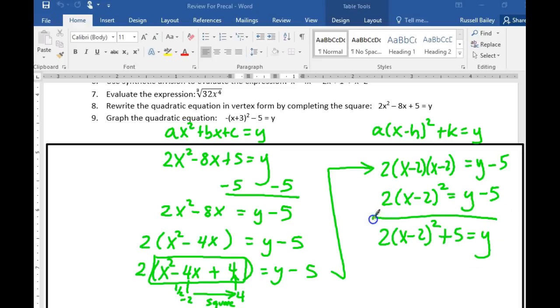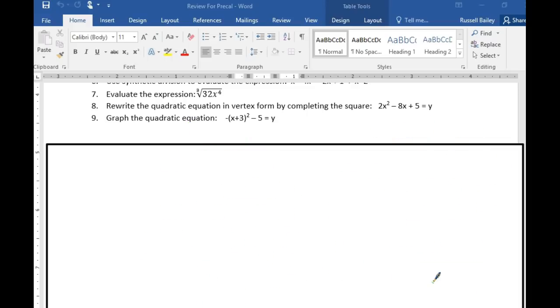Okay, so what's the benefit of vertex form? Well, there's a few, but a short answer would be it helps us graph a little bit easier, which is what the last question covers. So there's that one. Let's go ahead and take a look at one more problem and we'll call it a day.